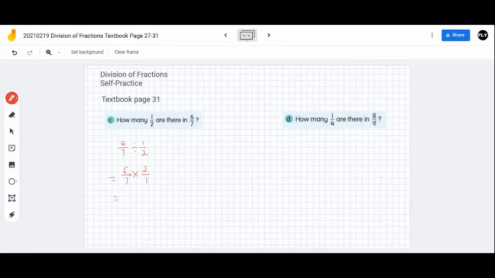So multiply directly. 6 times 2 is 12. 7 times 1 is 7. Do not leave your answer like this. Please do division. 7 times 1 is 7. 12 minus 7 is 5. Your final answer is 1, 5 over 7.